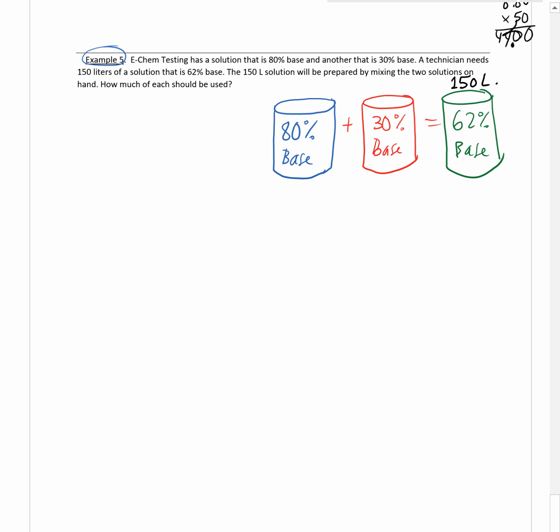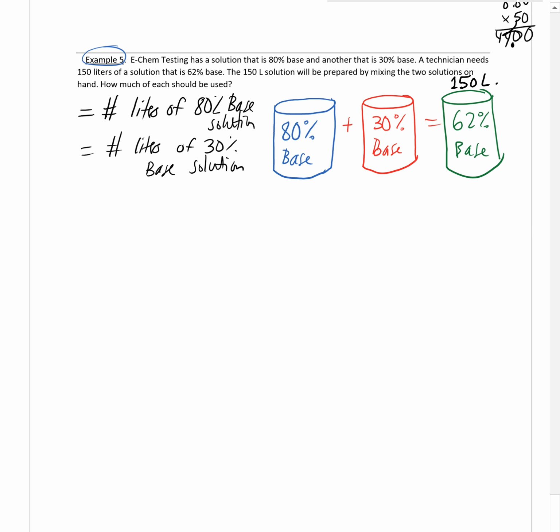All right, that gives away what we should call things. If I say something is the number of liters of the 80% base solution, and the other one is the number of liters of the 30% base solution, I don't know if I would call them like E for 80 or T for 30. I'm just going to call those guys X and Y, since there's not really, to me, a clear letter to use other than X and Y.